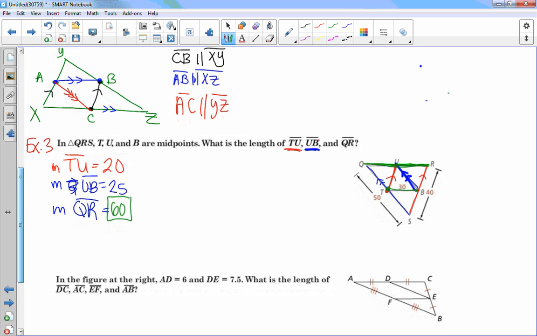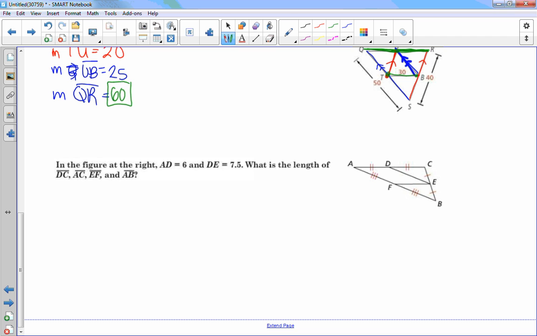Okay, so I'd like you to do this one on your own, but before I let you try it, let's make sure you notate the information they give you. In the figure, A, D is 6, so where should I put the number 6 on my figure? In between A and D. DE is 7.5. So on DE you should put 7.5. Okay, I'd like you to do this one by yourself. Find the measurement of DC and hold it up in the air when you know it.